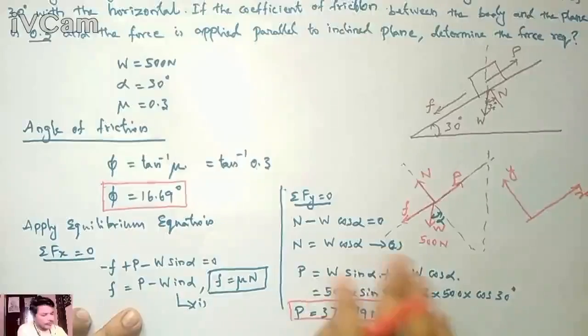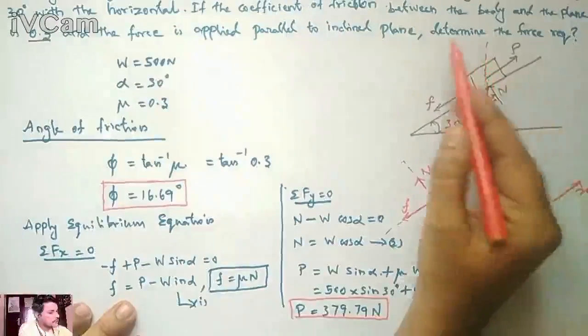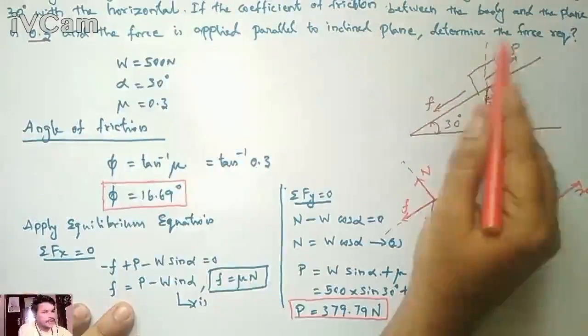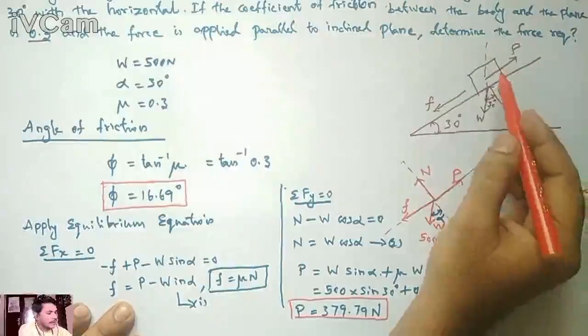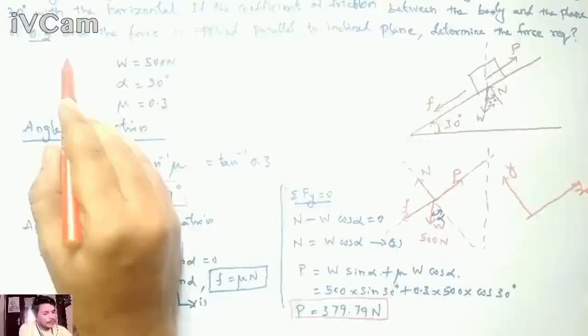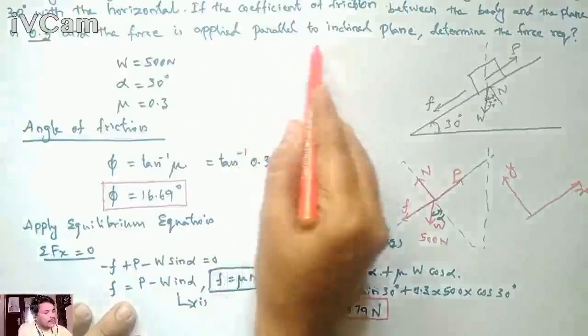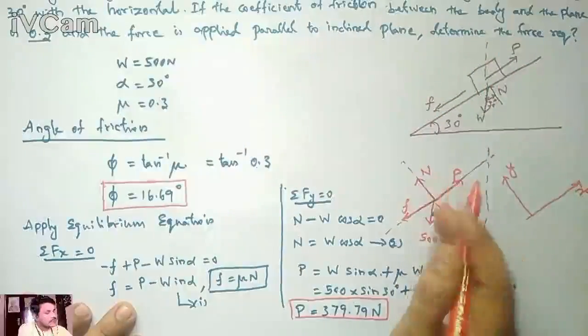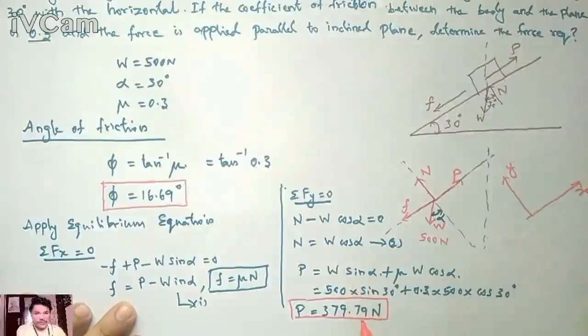So we wind up this problem because the question asks to determine the force required. The force is applied parallel to the inclined plane. Determine the force required to pull the object. So this is the final value.